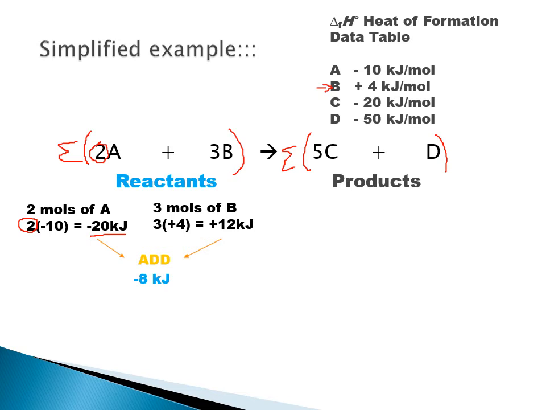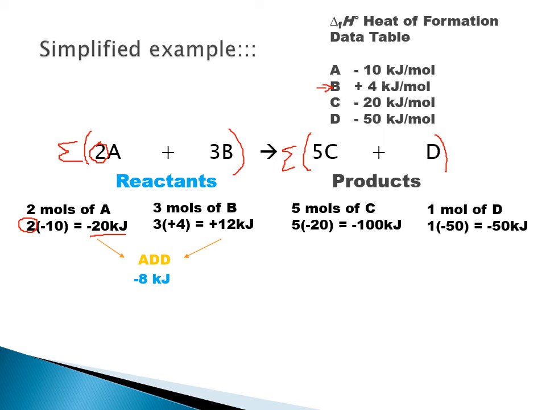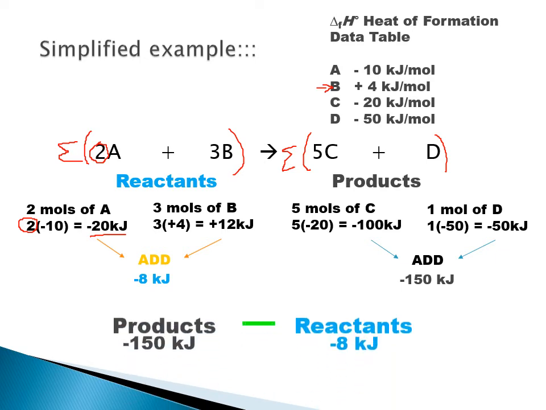As we're looking, remember, we have to follow the units. We had kilojoules per mole to start, but because we times it by 2 moles, moles cancel and we're left with just kilojoules. Now let's do the same thing for the product side. Here, 5 moles of C, 1 mole of D, for a grand total of negative 150 kilojoules. Perfect. We already see there's an imbalance.